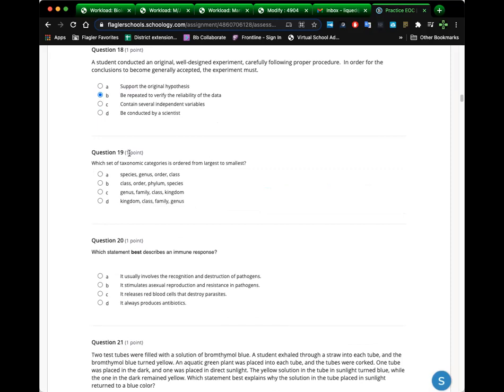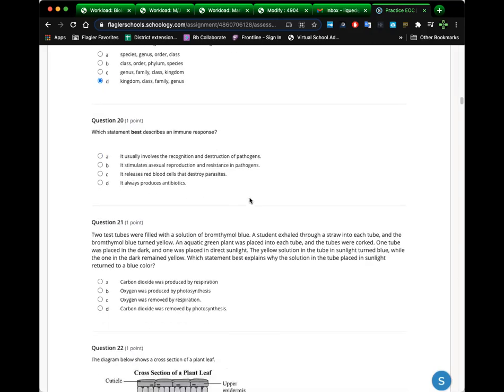All right, largest to smallest. There's several sayings to help you remember this, but it's just domain, kingdom, phylum, class, order, family, genus, species. So domain isn't on there. Kingdom, and these might not be in order. Kingdom, phylum, class, order, family, genus, species.